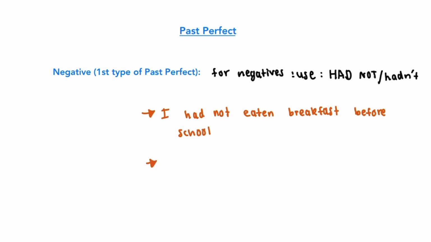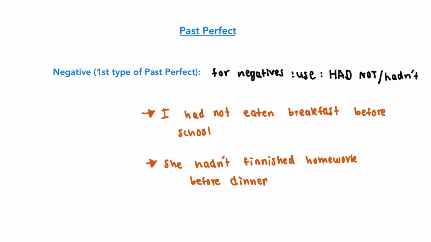That's the first example. And the second one, let's think. Okay. She hadn't finished, remember it's in the past, finished homework before dinner. So keyword, she hadn't finished homework before dinner. There you go. You have both of your past perfect negative sentences.